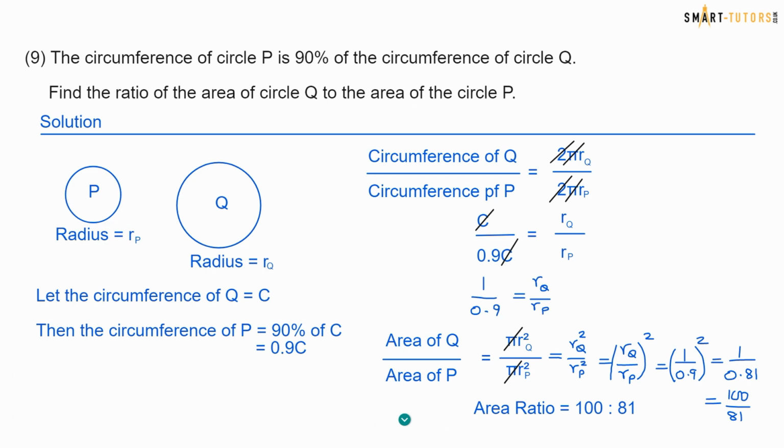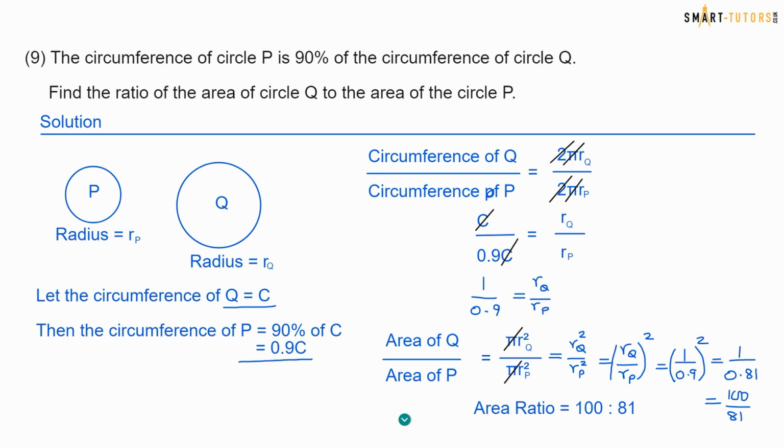So this is what we need. Circumference of Q is C. Circumference of P is 0.9 C. Now write a formula for that. Circumference of Q is 2 pi r, and with the radius of Q being RQ, that is 2 pi RQ. Circumference of P is 2 pi RP. So 2 and 2 cancel out, pi and pi cancel out, and you end up with RQ divided by RP.